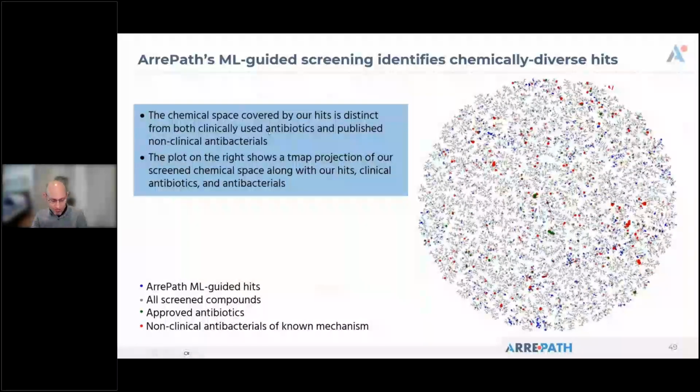We then went back and did a second round of screening, cherry picking 25,000 molecules and saw similar results. And then here's a map of chemical space, looking at all screened compounds across all of our screens, showing our ML guided hits in blue, approved antibiotics in green, and then non-clinical antibacterials with known mechanisms in red. And you can see our blue hits do indeed fall in different parts of chemical space. So they're chemically and structurally distinct from molecules that have known activities. And it gave us lots of starting points to look at for moving forward.